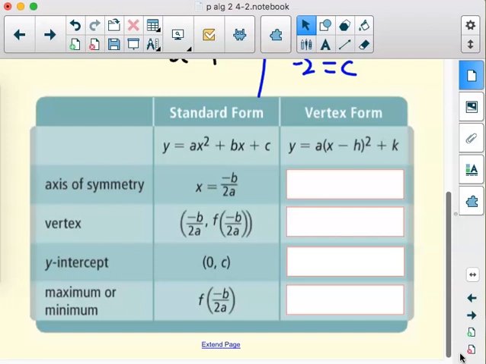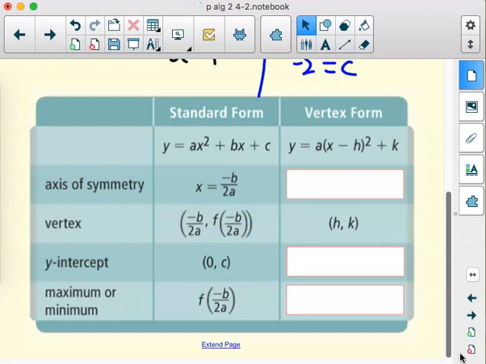Now, let's do the vertex first because I think that'll help out a little bit. So let's jump down to this space. How do you find the vertex in y equals a, the quantity x minus h squared plus k? Where's the vertex? Come on, everybody, this is in vertex form. Where do we find the vertex? H and k. Exactly, Ashley. There it is, h and k.